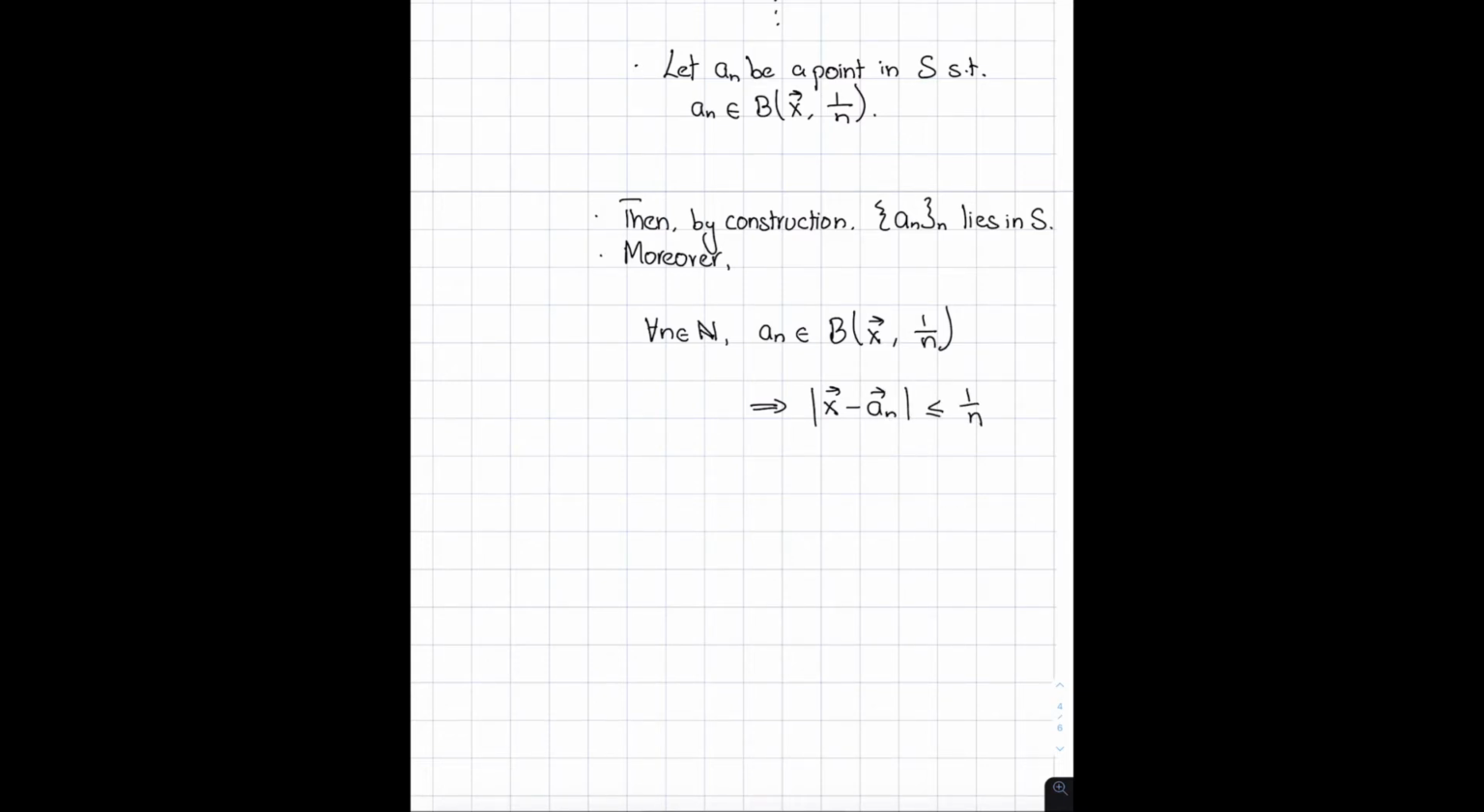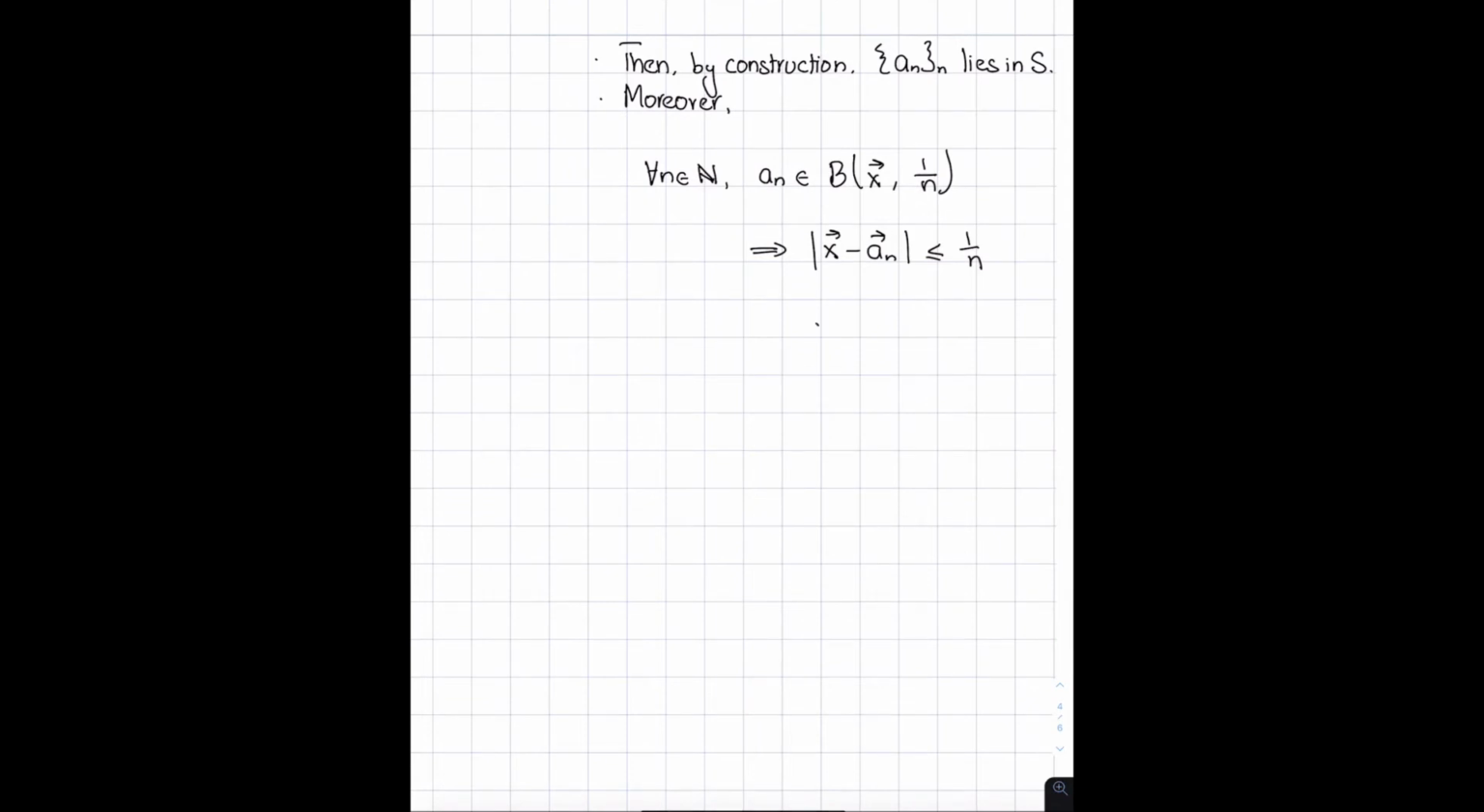Why is this true? I'll just give you a little bit of an idea. Let's draw a ball in R2. We know that this is centered at x and its radius is 1 over n. Then as a sub n lies somewhere inside this ball, it must be the case that the distance between x and a sub n is at most 1 over n.